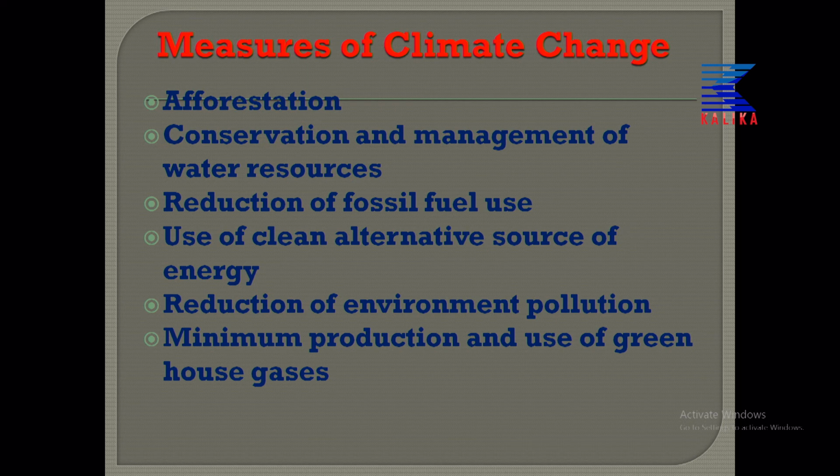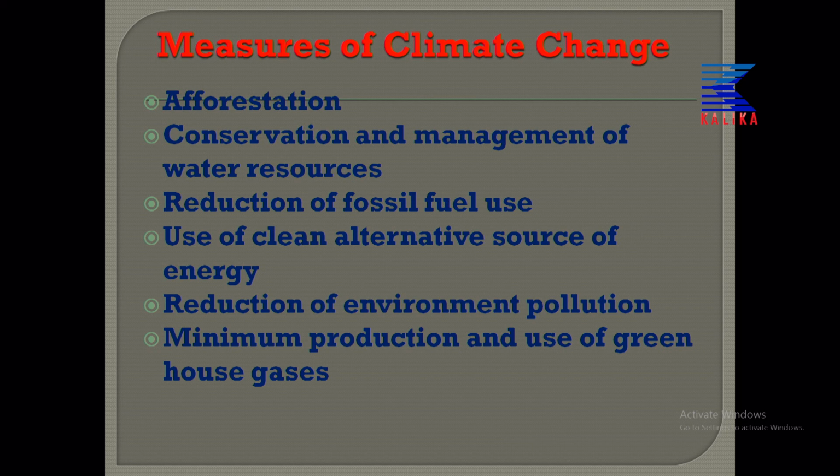Okay, let's talk about how to control climate change. I already mentioned that climate change is not a personal issue, it's not a national issue, but it is an international issue. A person cannot do much about this, but a small effort that you make, that I make, that other people make, will be a lot to fight against climate change. So what can be done for the control measures of climate change?